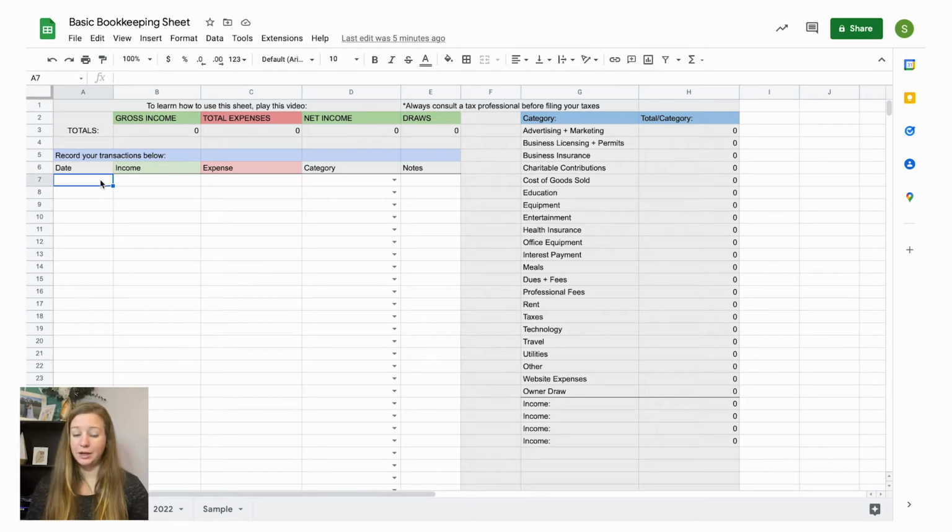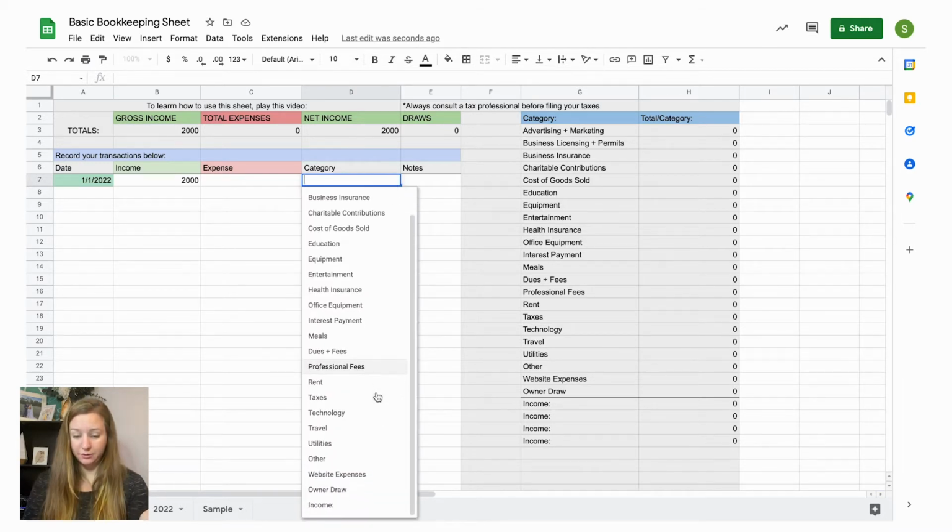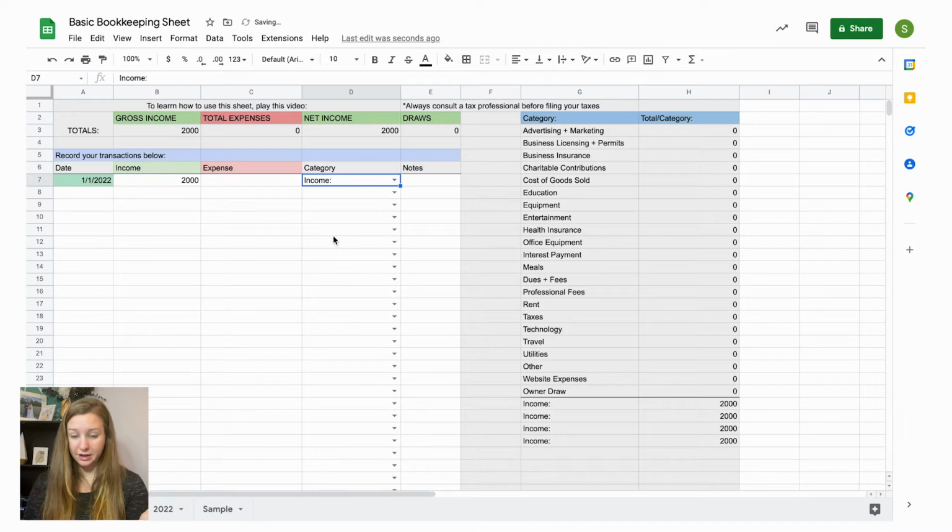So let me show you really quick how this works, and I'll explain some of the terminology you need to know. Let's say I had a transaction. Somebody paid me for a service on the first of the year. They paid me $2,000. So I'm going to put it in my income category, and let's say it was for a branding video. So I'm going to put that as an income.